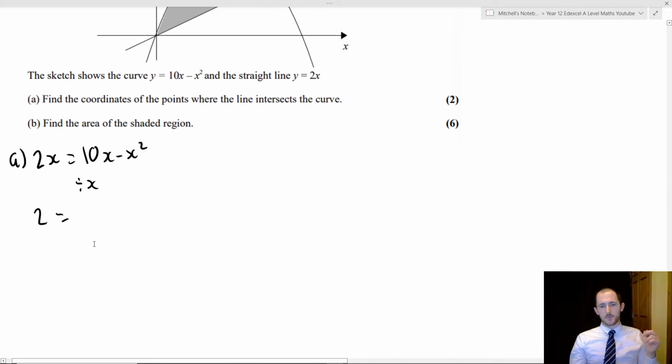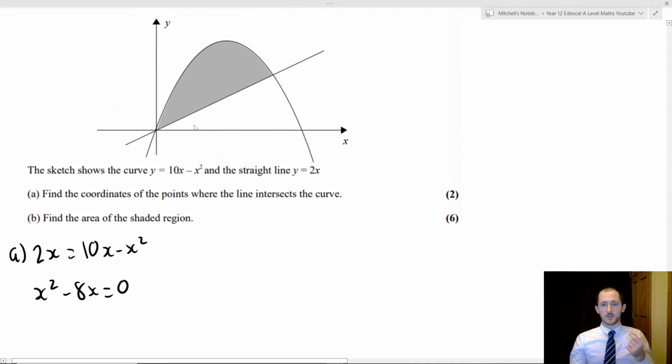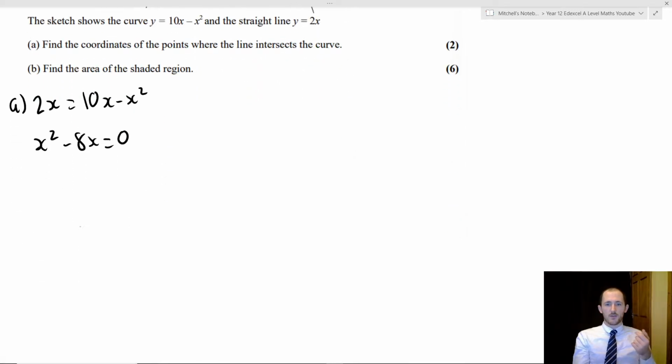Actually, before we do that, let's bring everything to one side, so we have x squared minus 8x equals 0. In this case you might be tempted to divide through by x, which you can do, but you need to remember you're actually getting rid of a solution, because we have 2 points of intersection. So if you factorize this, our 2 values are x equals 0 and x equals 8.